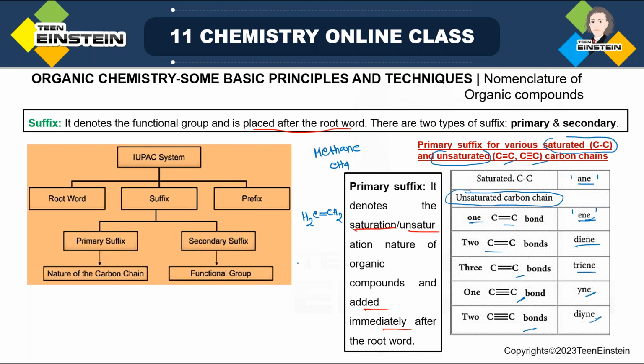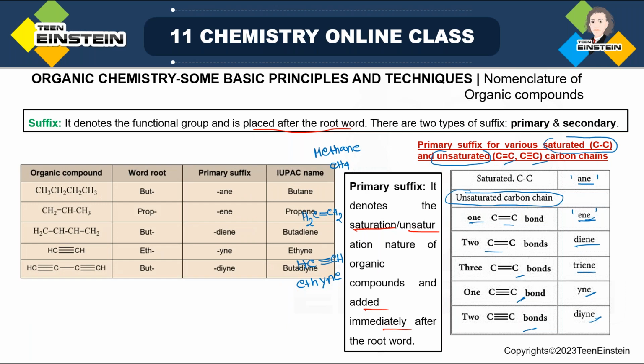So take the example of this one, where we have 2 carbons and 1 CC triple bond. So we should use the root word eth, and after that YNE. So this molecule must be ethyne. Fine. So this is the primary suffix.